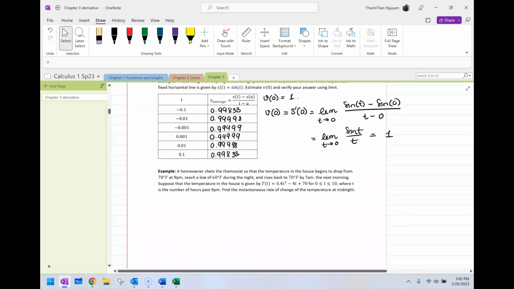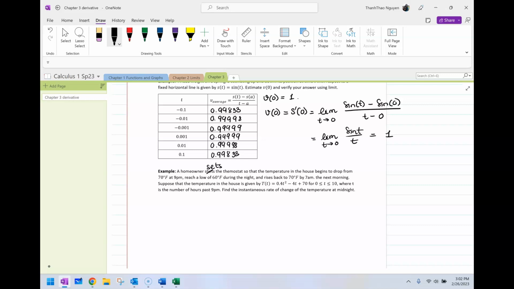In the next problem, the homeowner sets the thermostat so that the temperature in the house begins to drop from 70 degrees at 9 p.m. and reaches a low of 60 degrees during the night, and rises back to 70 degrees by 7 a.m. the next morning. The temperature in the house is given by the function where t is between 0 and 10, and t is the number of hours past 9 o'clock. We want to find the instantaneous rate of change of temperature at midnight.